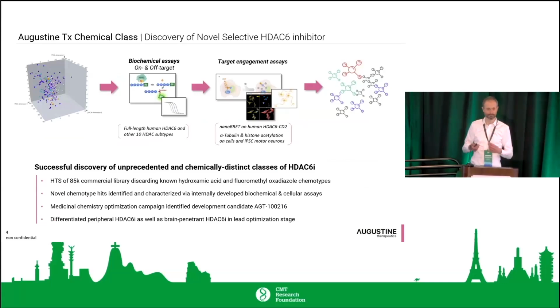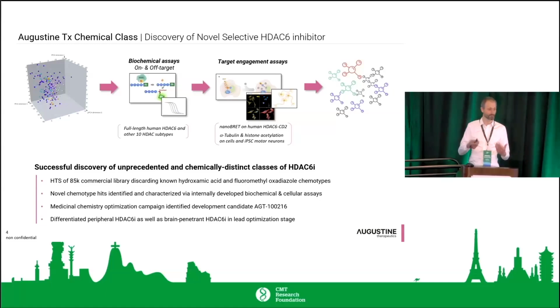Now, the target has been around for a long time, actually, and the major challenge in developing HDAC6 inhibitors has been the chemistry, finding safe drugs that you can dose to patients chronically. People have found, for instance, hydroxamic acids, oxadiazoles, but they have been associated with toxicity, with off-target activity, and hence have struggled to move through clinical trials. So what we have done is we've started off with a high-throughput screening of 85,000 compounds, a commercial library. We have excluded all chemotypes that look like hydroxamic acids and the fluorometal oxadiazoles.